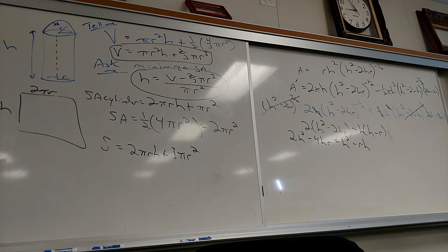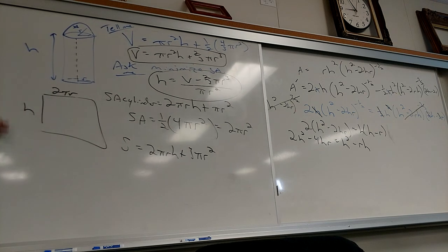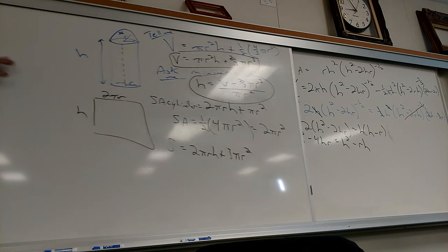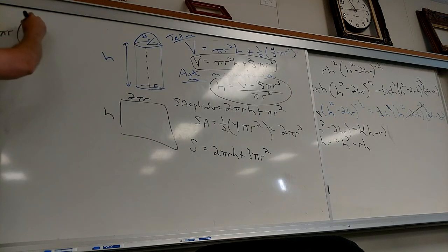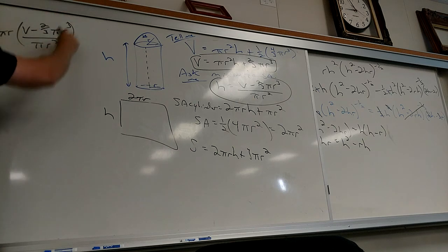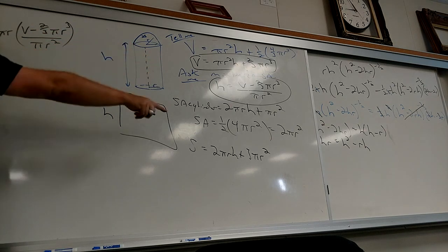Say again? No, the V is a constant. They told me, yeah. So it is a constant. They just didn't tell me what the number is, but yeah. So now I'm going to get S equals 2 pi r times all that business. So that's 2 pi r times h plus 3 pi r squared.